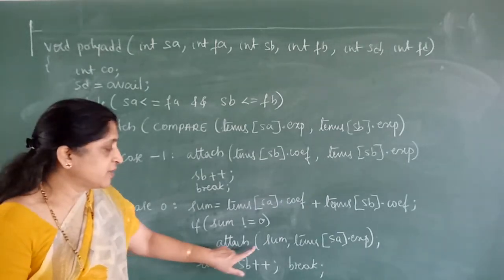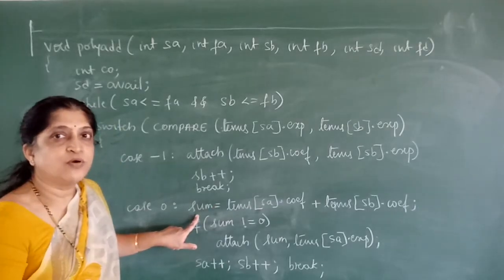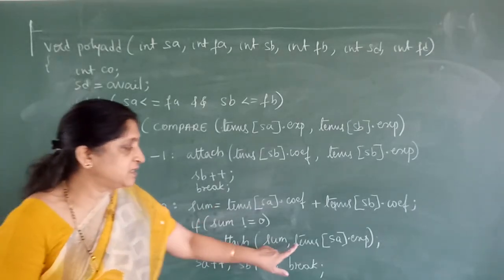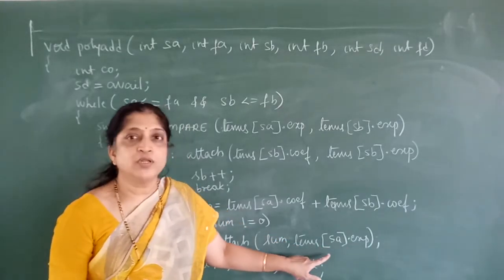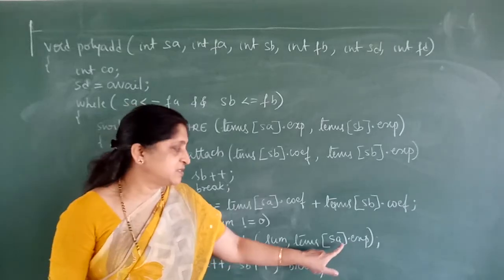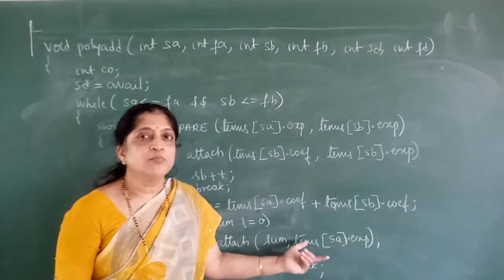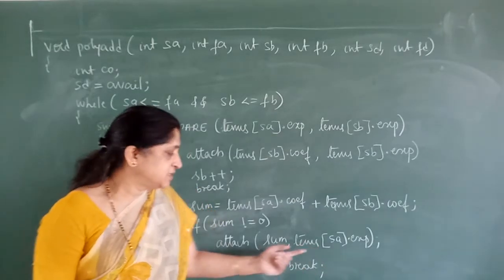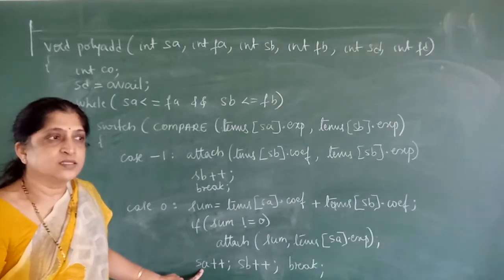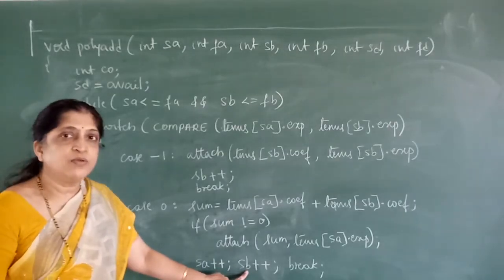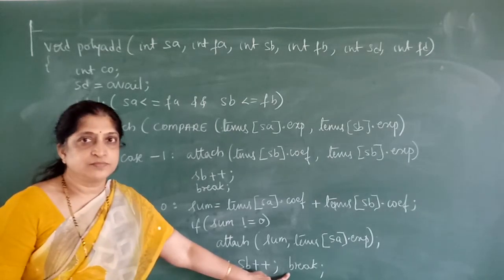To the attach function we are passing sum, that is the sum of the coefficients, and terms of sa dot exponent, that is the exponent field of the polynomial a. Either we can pass this sa dot exponent or sb dot exponent, because both the exponents are the same. Attach this term to the new polynomial, then increment sa and increment sb, because we have to advance in both the polynomials to the next term, and break.